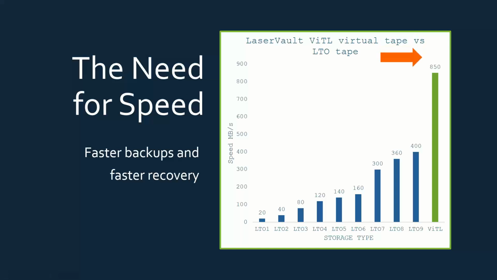So here we have the need for speed, showing you a chart comparing LTO9 at up to 400 megabytes a second, whereas speeds are 850 megabytes a second with the virtual tape solution. So it gives you much faster backups and restores. You're basically going to at least double your backup speed. I have seen cases where backup speeds have been as high as 2 gig a second. It really just depends on how your disk storage is set up, whether you're using spin disk or SSD. But we can help you with configuring a solution that gives you the most speed if that's what you're requiring.